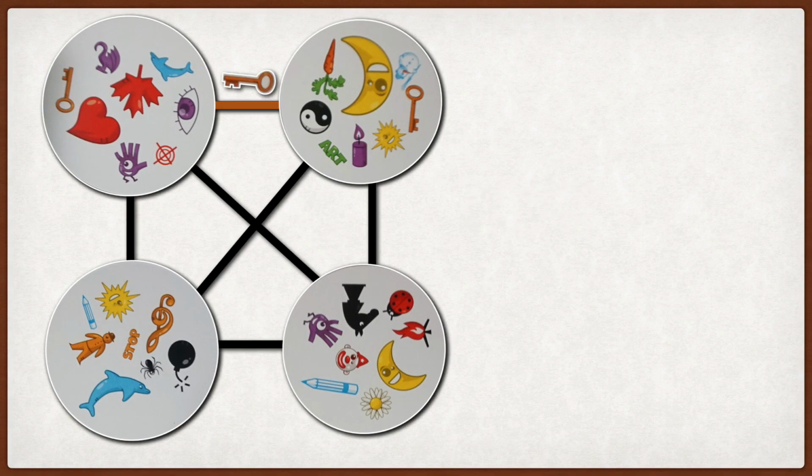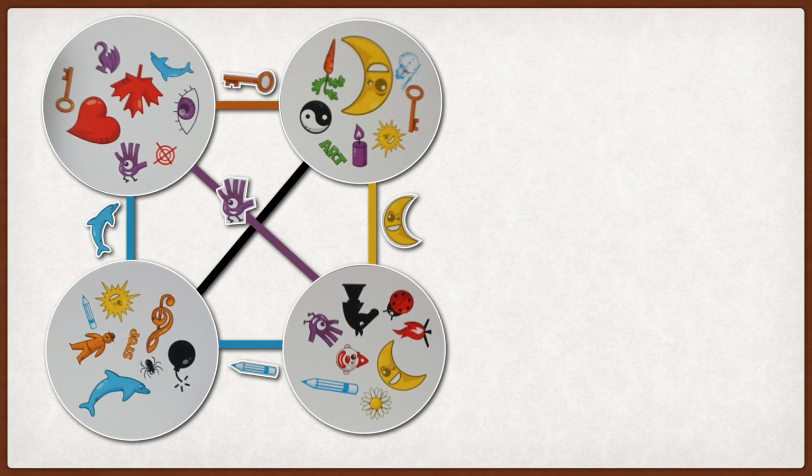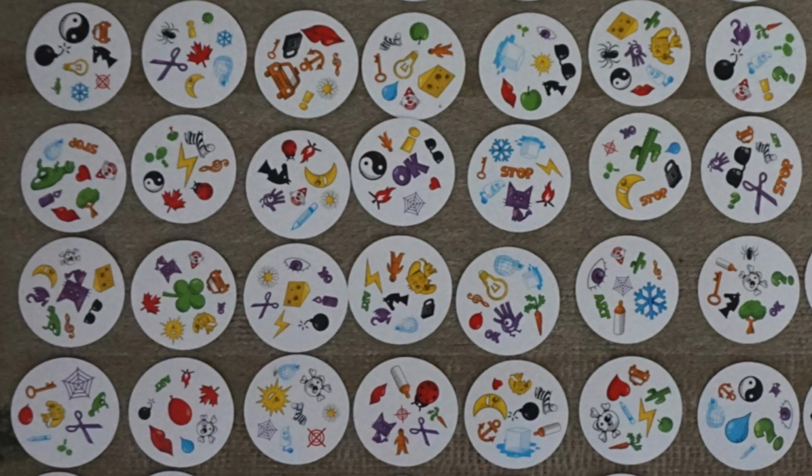Did you find the keys, moons, pencils, dolphins, hands, and suns? If you did, then you're better at this game than I am. So, how many images do you think there are in the game of Spot It? Go ahead and take a guess. 57 images. That's a lot.